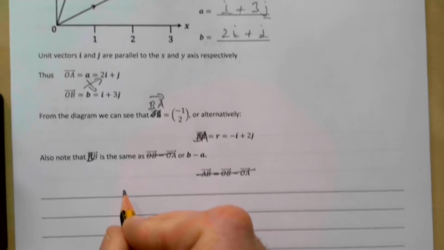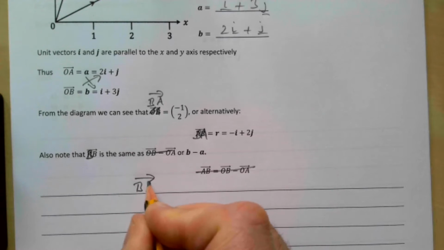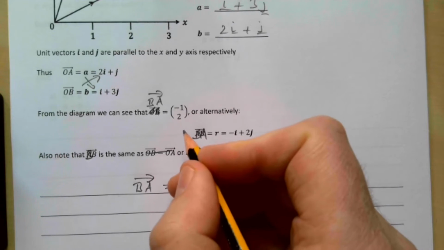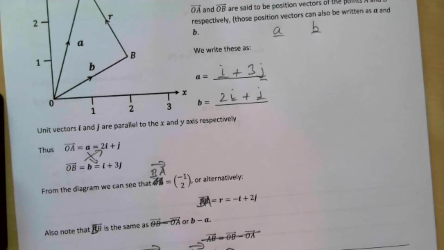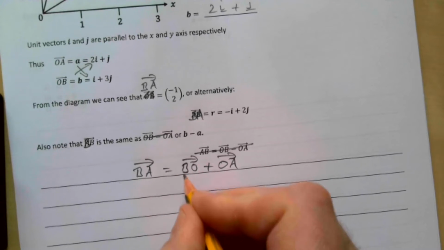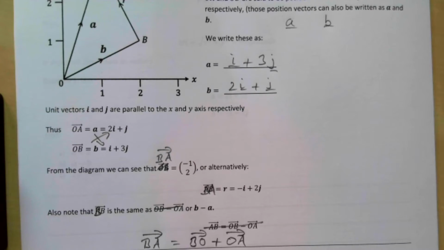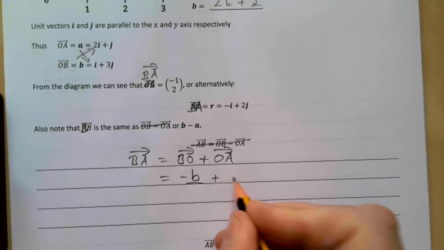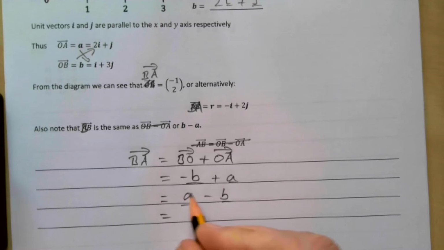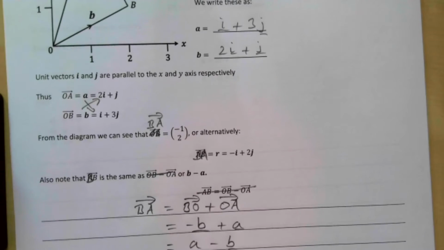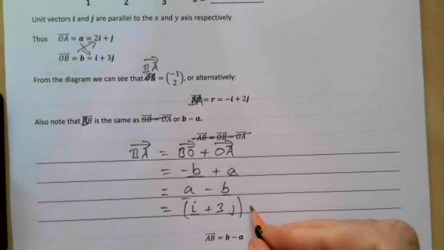So our vector from B to A is going to be B to O plus O to A. The vector from B to O is the same as minus B, and then plus A, or if you want, A minus B. And if you look up, our A is i plus 3j, and we're taking away our B, which is 2i plus j.